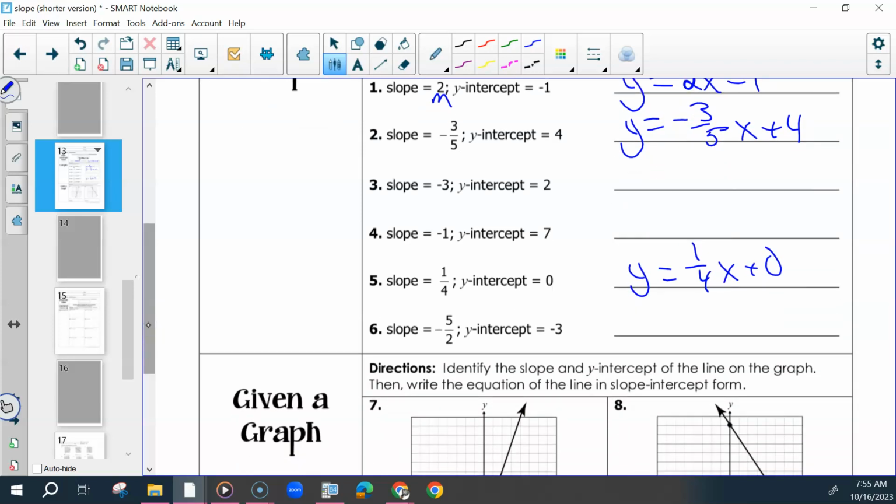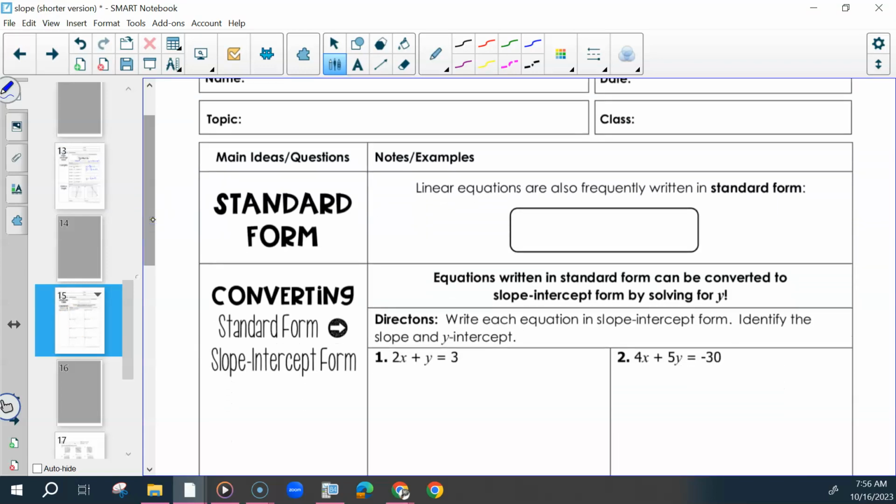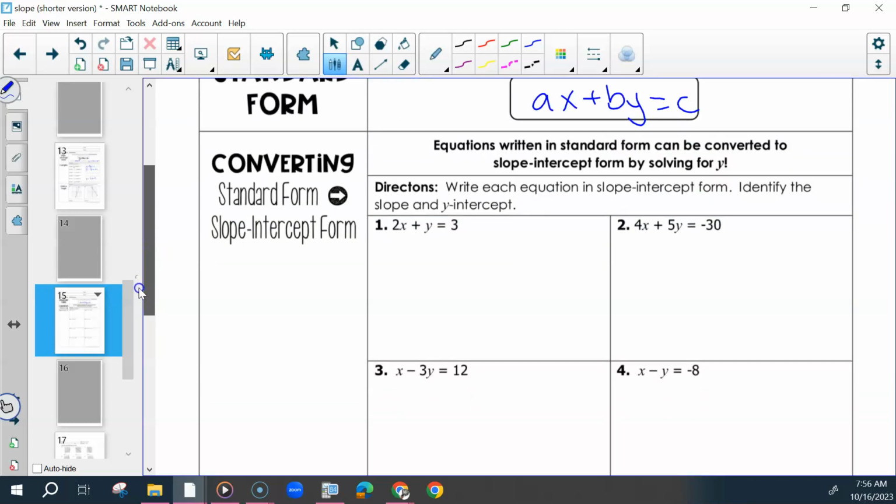I want you to go on to the next page, where sometimes your equations will be given in standard form, which is ax plus by equals c. And when it's in this format, we have to convert it so that it's back in y equals mx plus b. So these will be very similar to the literal equations we were just doing, solving for y, trying to rearrange it so that we get this equation solved for y. So think about what we were doing with literal equations. We were solving for a specific variable, trying to get y by itself.